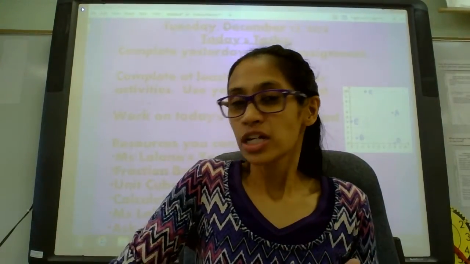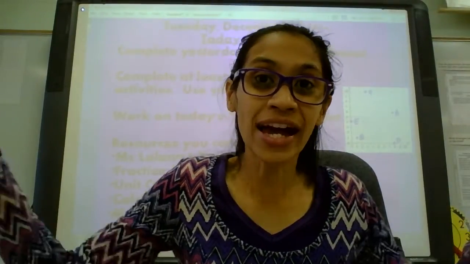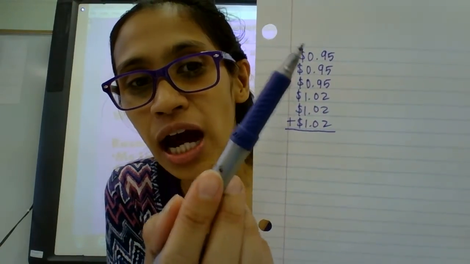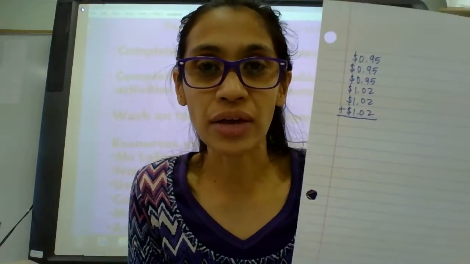So one way to figure out how much everything is in all is I can add them all up together. So let me write that down. If you're doing that method, that strategy, go ahead and write that down. 95 cents, 95 cents, 95 cents. $1.02, $1.02, $1.02. Bam. Don't forget your addition symbol right there. All right. So you see, I wrote 95 cents 3 times. I wrote $1.02 3 times, and I'm going to add them all together.